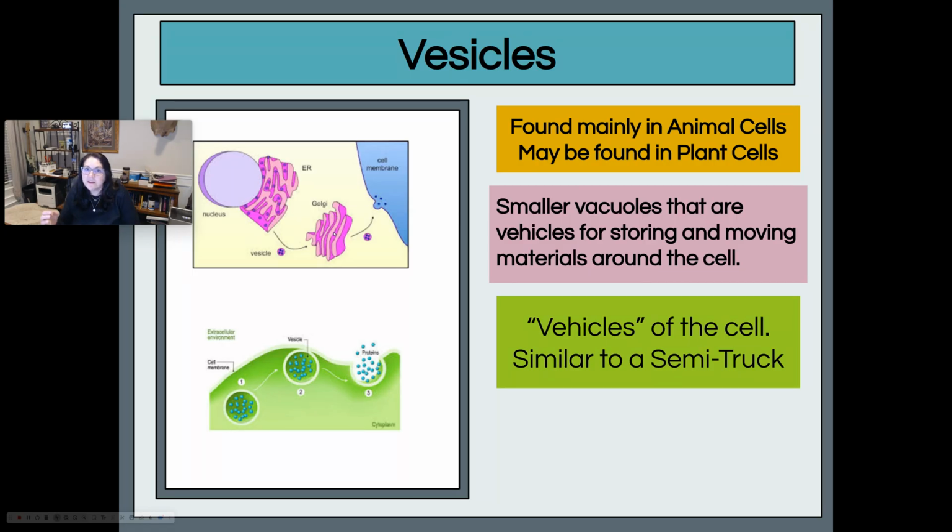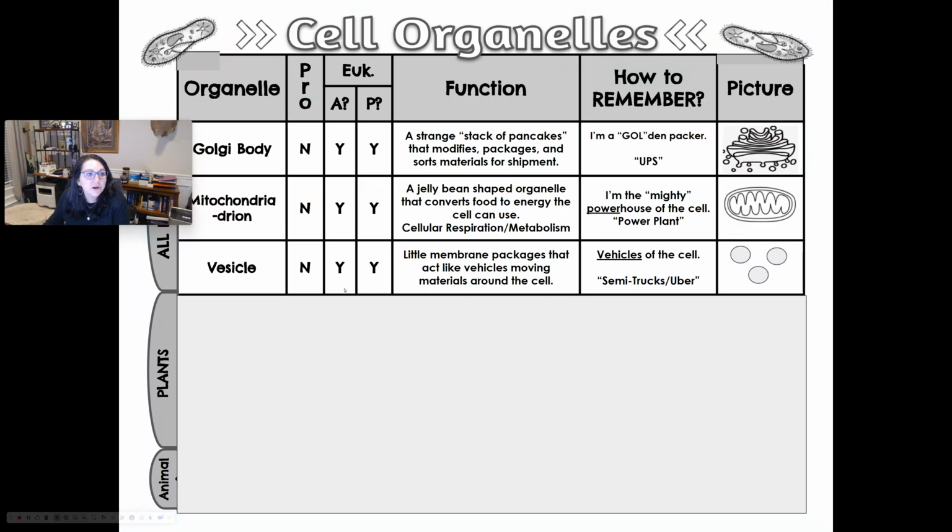They're just basically these little semi-trucks or these Ubers that carry everything around the cell. So they're the vehicles of the cell. So for your chart, it should have said vehicles of the cell, and I know I said Uber, but also semi-trucks. They kind of go hand in hand. They're just stuff that carries things around the cell. So if you need stuff moved, you put it in a vesicle.